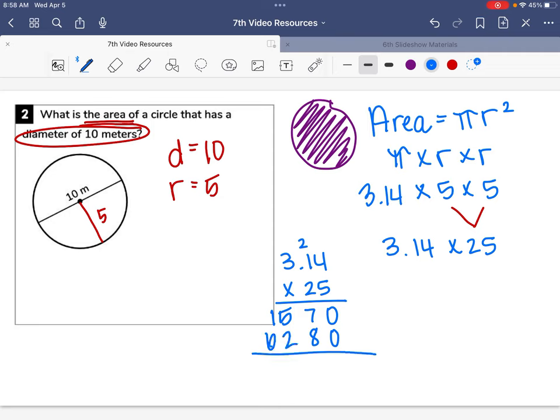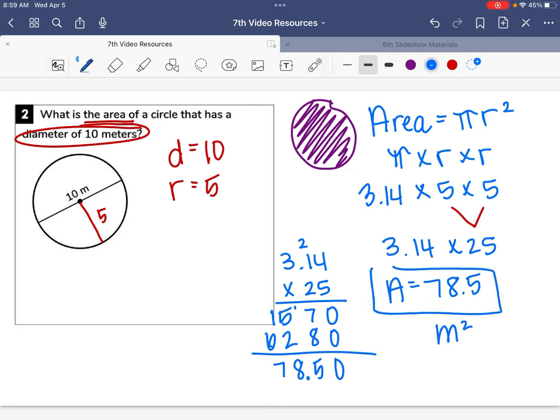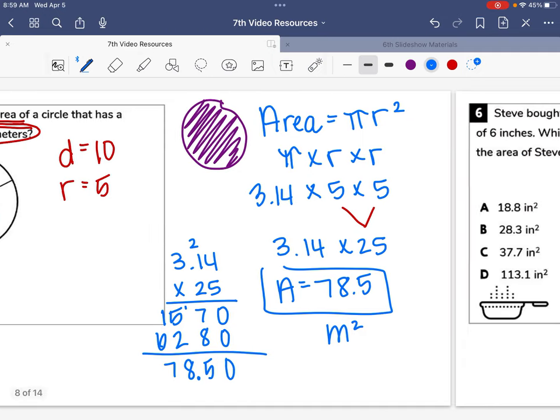And now I just find the sum of my partial products. So 0, 7, and 8 makes 15. 5, 2, and 1 makes 8. And 6 and 1 makes 7. And again, because I have 2 numbers in my original problem that are behind the decimal, I will have 2 numbers in my solution that will be behind the decimal. So the area of my circle is 78.5. And that is meters squared because now we're talking about area. And it is 2-dimensional. All right, let's do one more.